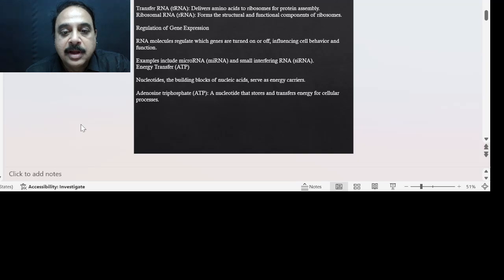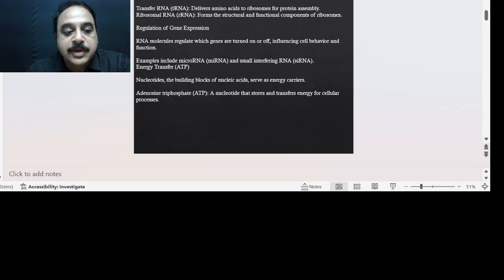Regulation of gene expression: RNA molecules regulate which genes are turned on or off, influencing cell behavior and function. Examples include microRNA and small interfering RNA. Energy transfer: nucleotides, the building blocks of nucleic acids, serve as energy carriers. Adenosine triphosphate, or ATP, is a nucleotide that stores and transfers energy for cellular processes.